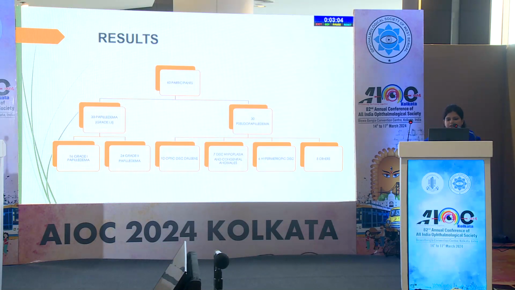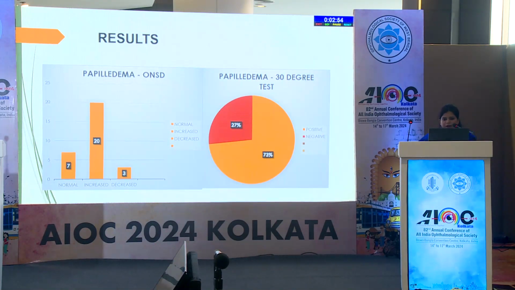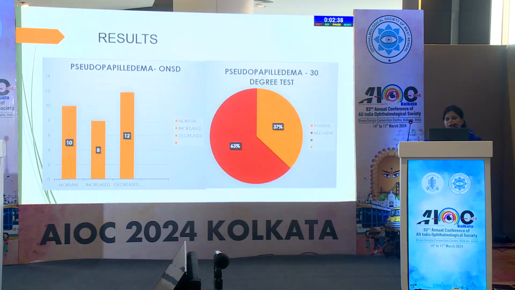In total, 60 participants were taken. 30 were papilledema, which included grade 1 and grade 2. The other 30 were the group of pseudopapilledema. This bar chart shows the optic nerve sheath diameter, which was increased in 20 of the 30 patients. The 30-degree test was found positive in 73% of papilledema patients. However, it was found positive in only 37% of patients with pseudopapilledema.